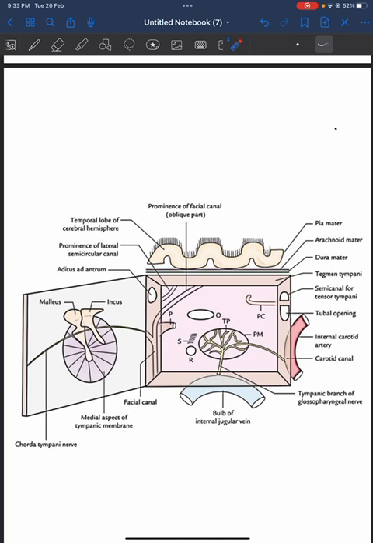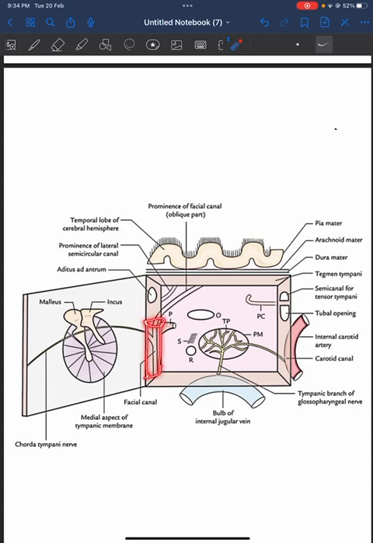See, in the lateral wall you can see two bones, malleus and incus, and you can see there is a nerve coming through the facial canal. What is it? It is the chorda tympani nerve. This chorda tympani nerve comes out as a branch from the facial nerve, and it travels between the malleus and incus bone. Remembered? Done.